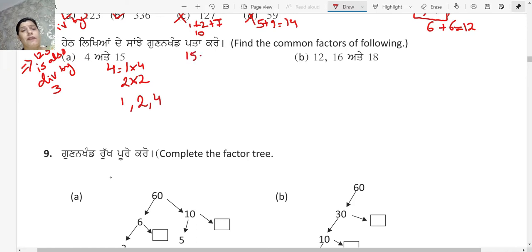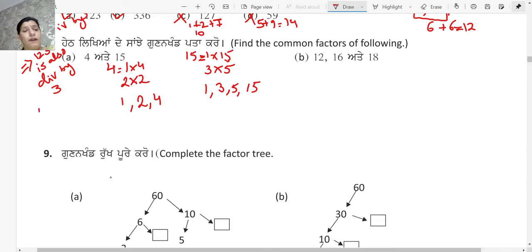Similarly, I will write the factors of 15. 1 into 15, it is not divisible by 2. Then I'll check at 3. So 3 into 5. Then it is not divisible by 4. Then 5, 5 is already written. So the factors of 15 are 1, 3, 5 and 15.